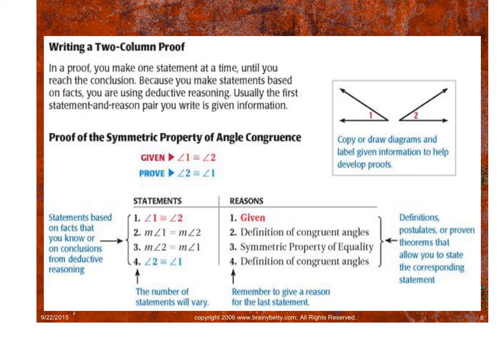So again, your statements over here in this column are going to be based on facts or conclusions that you could make based on deductive reasoning. The reasons are always going to be definitions, postulates, proven theorems, anything that we've learned up to the point where we are doing these proofs. So for us right now, it's only the information in chapters 1 and 2. Your last statement should be what you're trying to prove, and you must justify that with a reason.